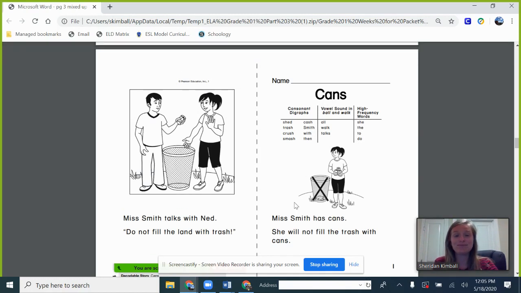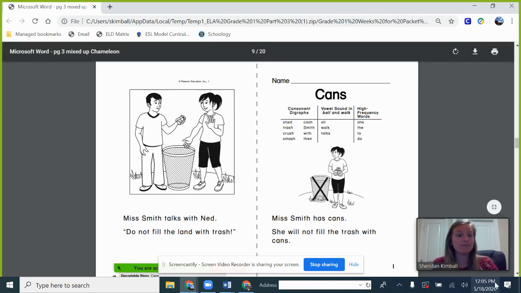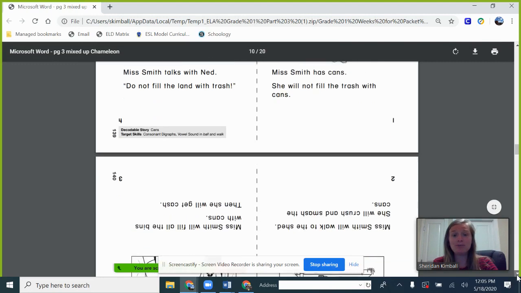Cans. Miss Smith has cans. She will not fill the trash with cans. Let's go to page number 2.